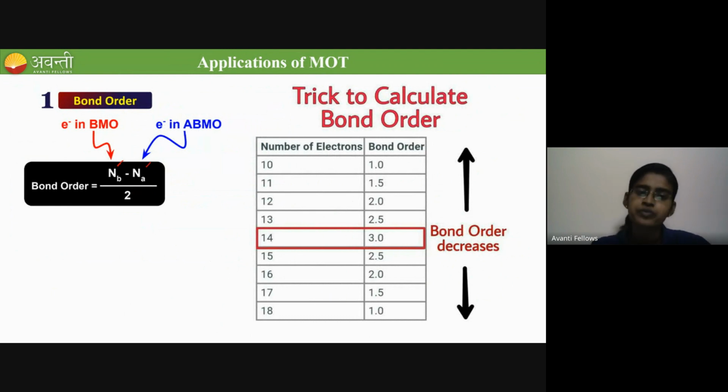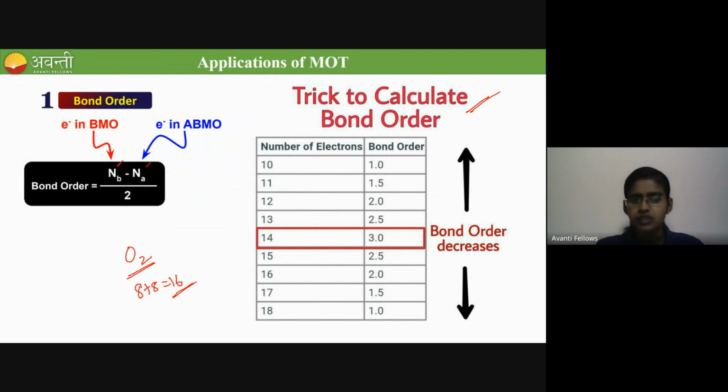So in that case, you can use this trick. Just calculate the number of electrons given in the species. Suppose I am having oxygen, how many electrons are there for oxygen? For one oxygen, 8 electrons. 2 oxygen means 8 plus 8, 16, right? So just find out this number of electrons and use this table.